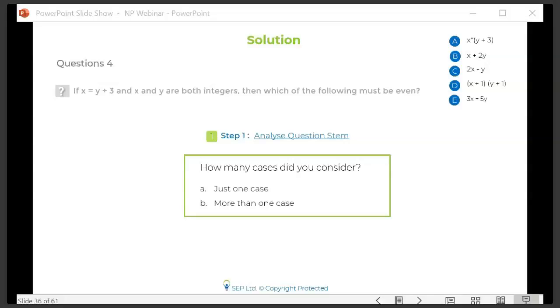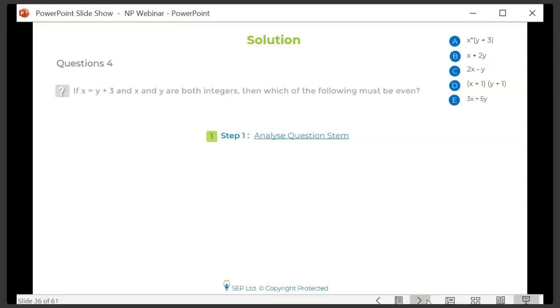Fine. So I can see that all of you have marked the answer as more than one, which is absolutely good, very good that you were able to think in this way. So let's start by understanding the question stem very quickly and see whether we need to take values to solve this question and what's the best way to solve this question.